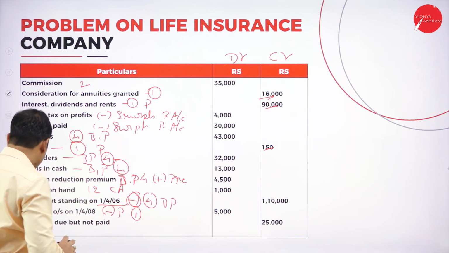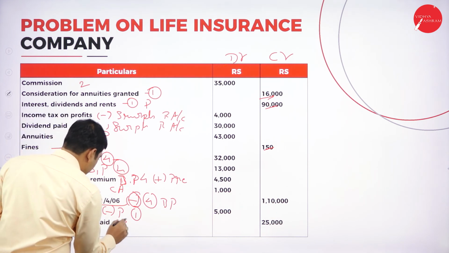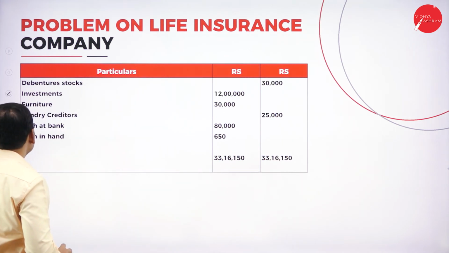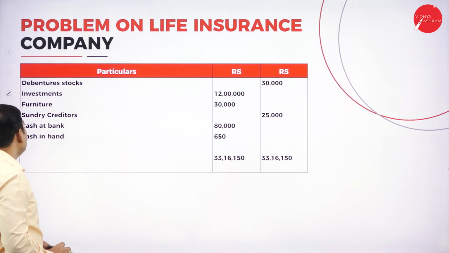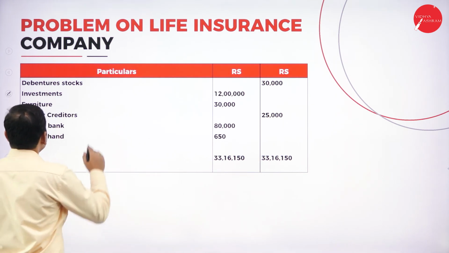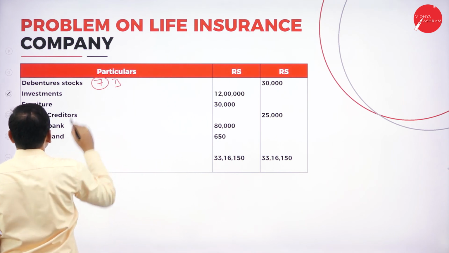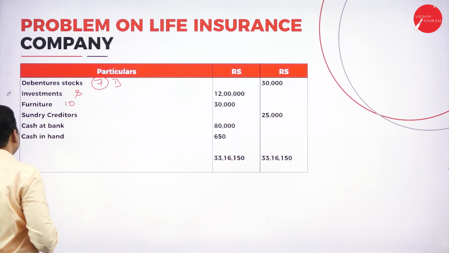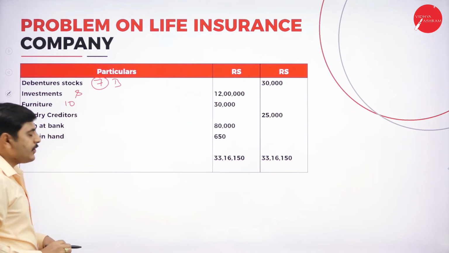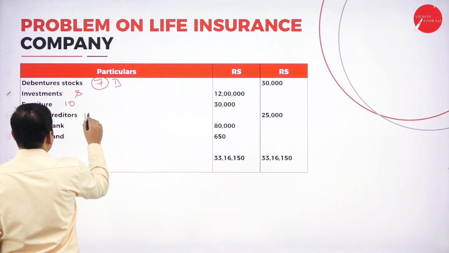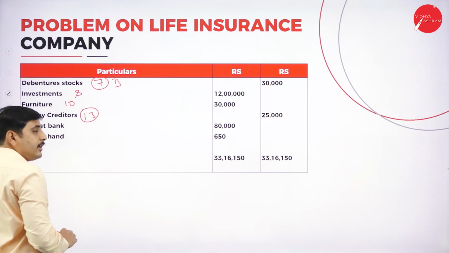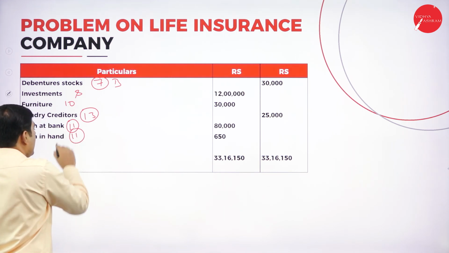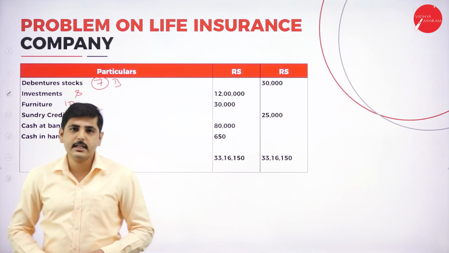Next one, annuities due but not paid, schedule number 13. It is a current liability. Next one, debenture stock. Debenture stock is a borrowing, schedule number 7. Investment, schedule number 8. Furniture is a fixed asset, schedule number 10. Sundry creditors, we can show it in current liabilities, schedule number 13. Cash and bank, it is schedule number 11, cash in hand and cash at bank. Now let's go to the problem.